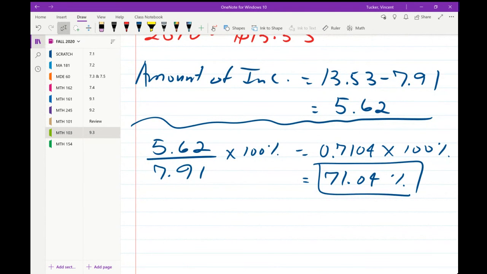All right, questions on that before we close out? And like I said, you do the amount of decrease the same way. You take your two values, it's going to decrease from one value to the next. Take those two values, subtract them from each other, divide by the original, and then multiply times 100%.